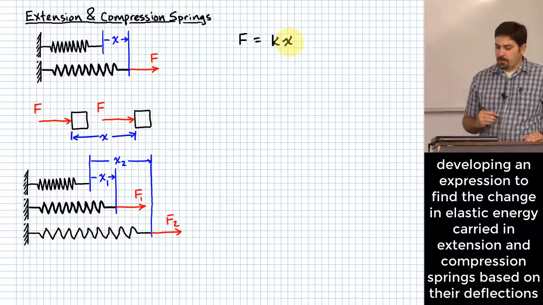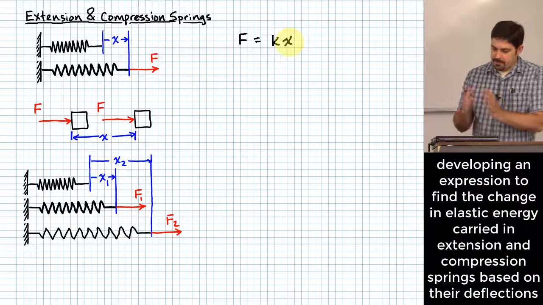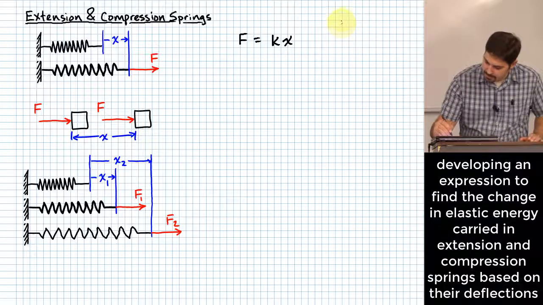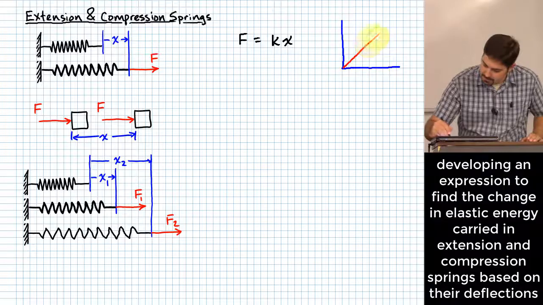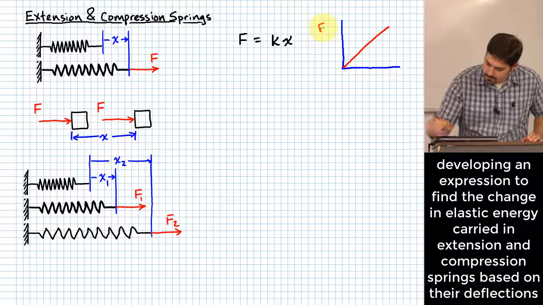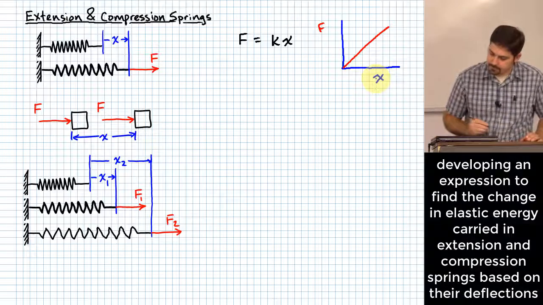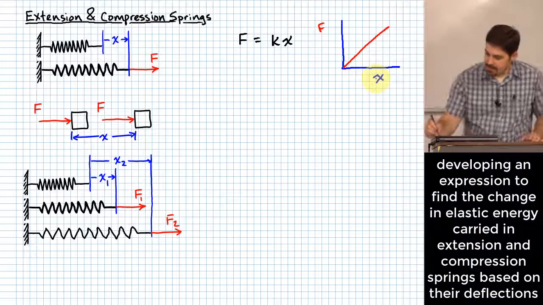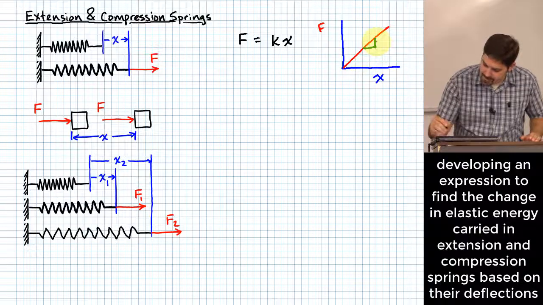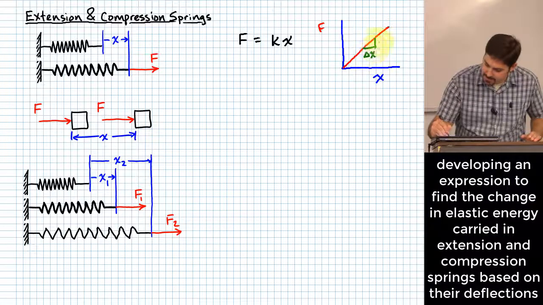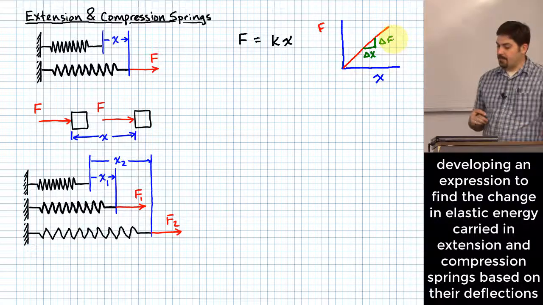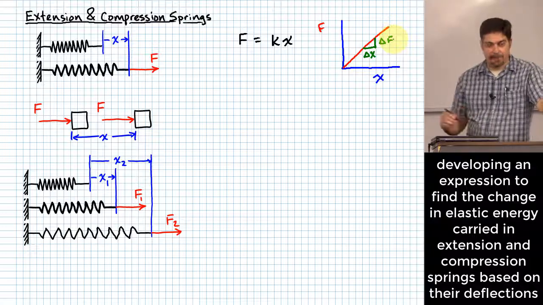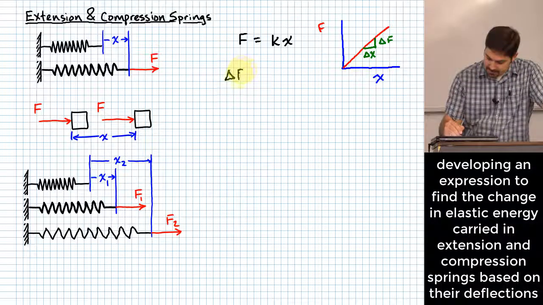Okay? Well, this works also if you do it kind of as a graph. Let me show you a little graph. Since K is just a constant, your force versus X right here is just going to be a straight line like this. You can pick any point along this line, and there could be a little delta X, and there will be a little delta F, and that slope of delta F over delta X is going to be equal to K, right? So that means delta F is equal to K delta X.